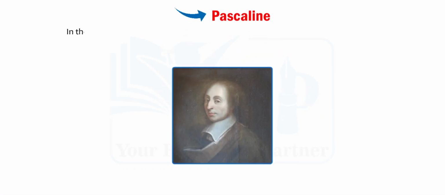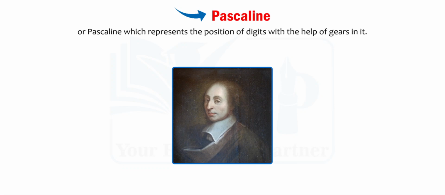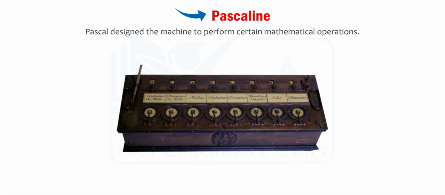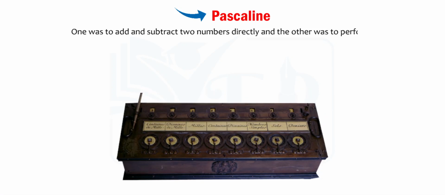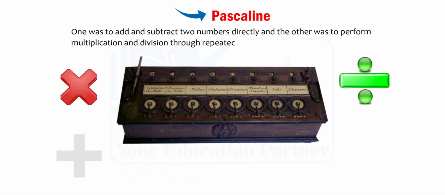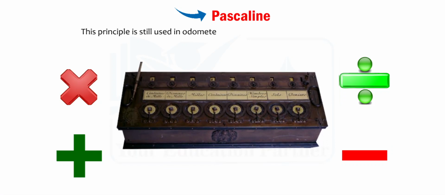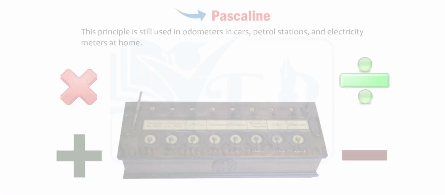Pascaline. In the year 1642, a French mathematician, Blaise Pascal, invented an adding machine called Pascal's calculator, or Pascaline, which represents the position of digits with the help of gears in it. Pascal designed the machine to perform certain mathematical operations. One was to add and subtract two numbers directly, and the other was to perform multiplication and division through repeated addition or subtraction. This principle is still used in odometers in cars, petrol stations, and electricity meters at home.